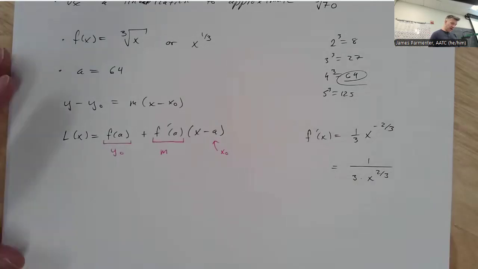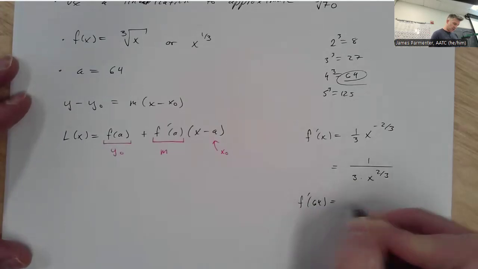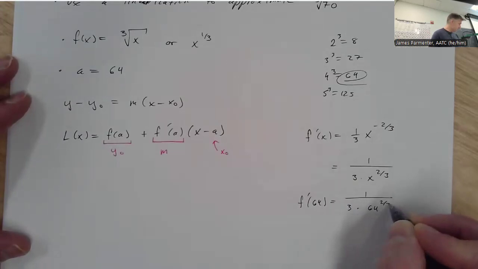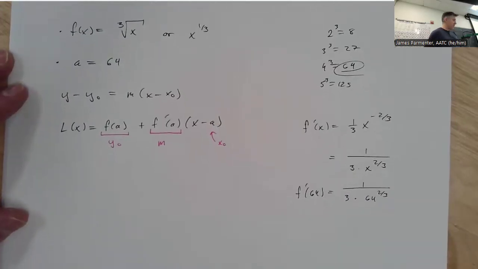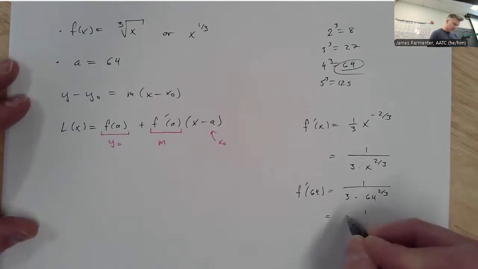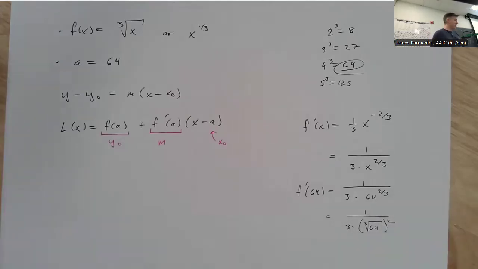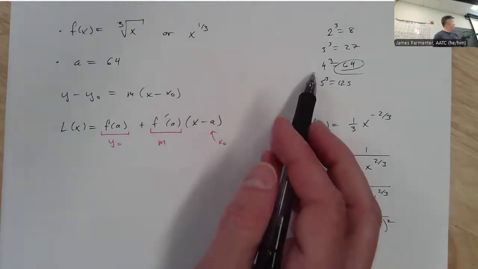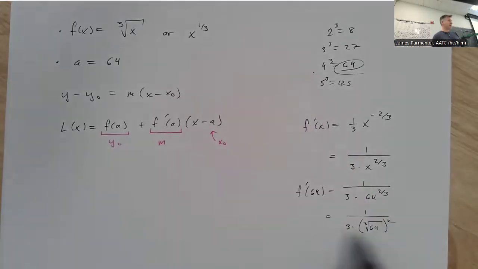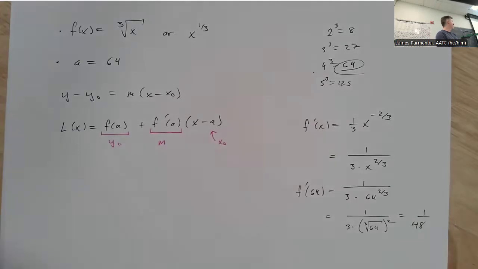And then I'm going to plug in my a value. So for a equal to 64, f prime of 64 is going to be 1/3 times 64 to the 2/3. Whenever you're doing a fractional power like that, you always want to do the root part first. This is 1/3 times the cube root of 64, squared. The cube root of 64 is 4, as we just saw. And then 4 squared is 16, and 3 times 16 is 48. Okay, not the nicest. There's our slope.